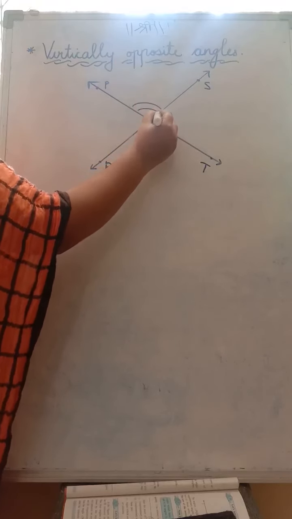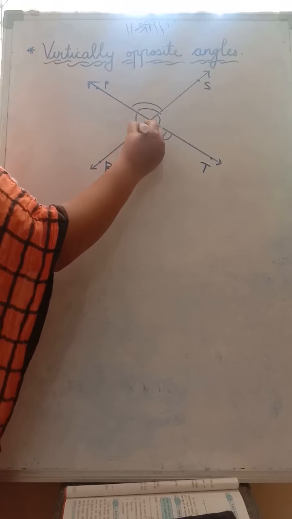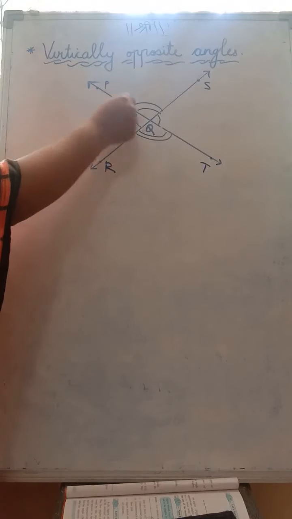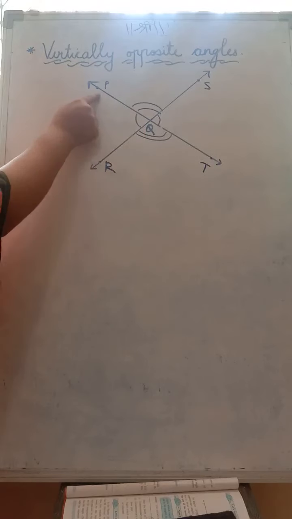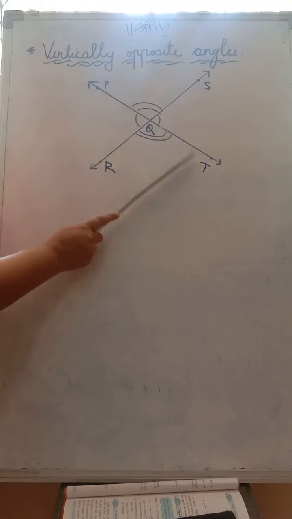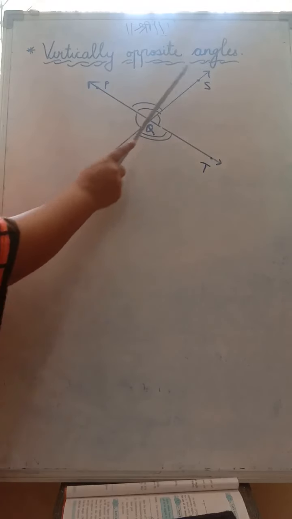1, 2, 3 and 4. Because of its intersection we are having 4 angles. Now just look at angle PQR. This angle PQR is formed because of the ray QP and QR. Now the ray opposite to QP is what? QT, correct? And the ray opposite to QR is QS.